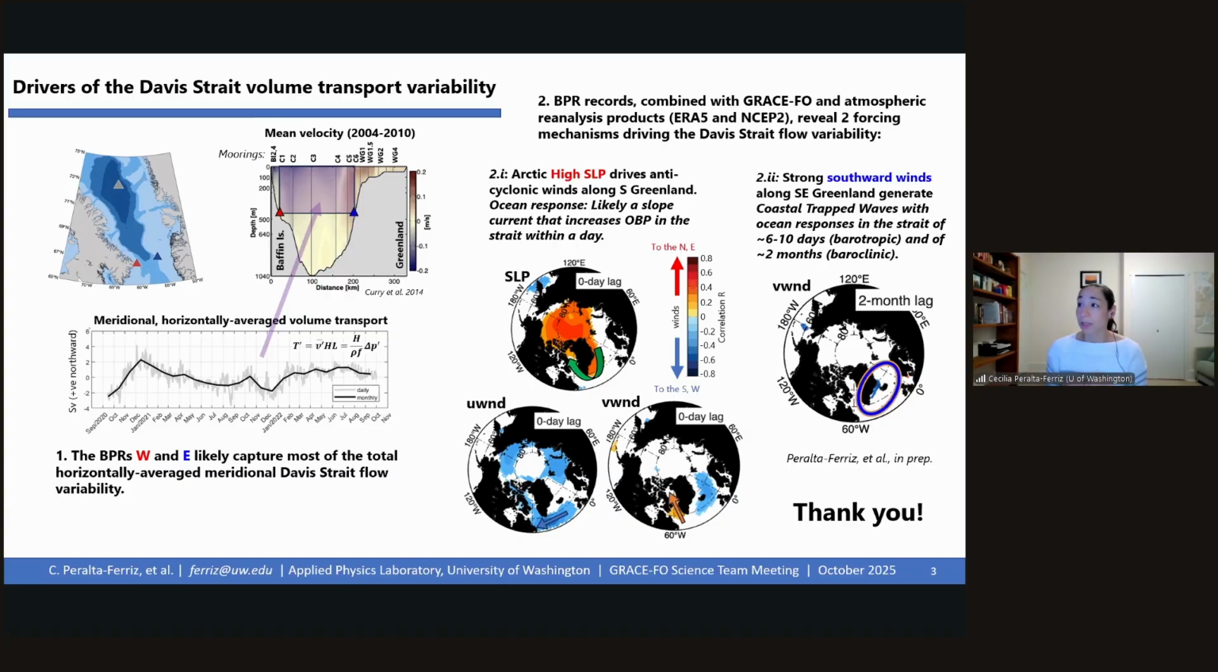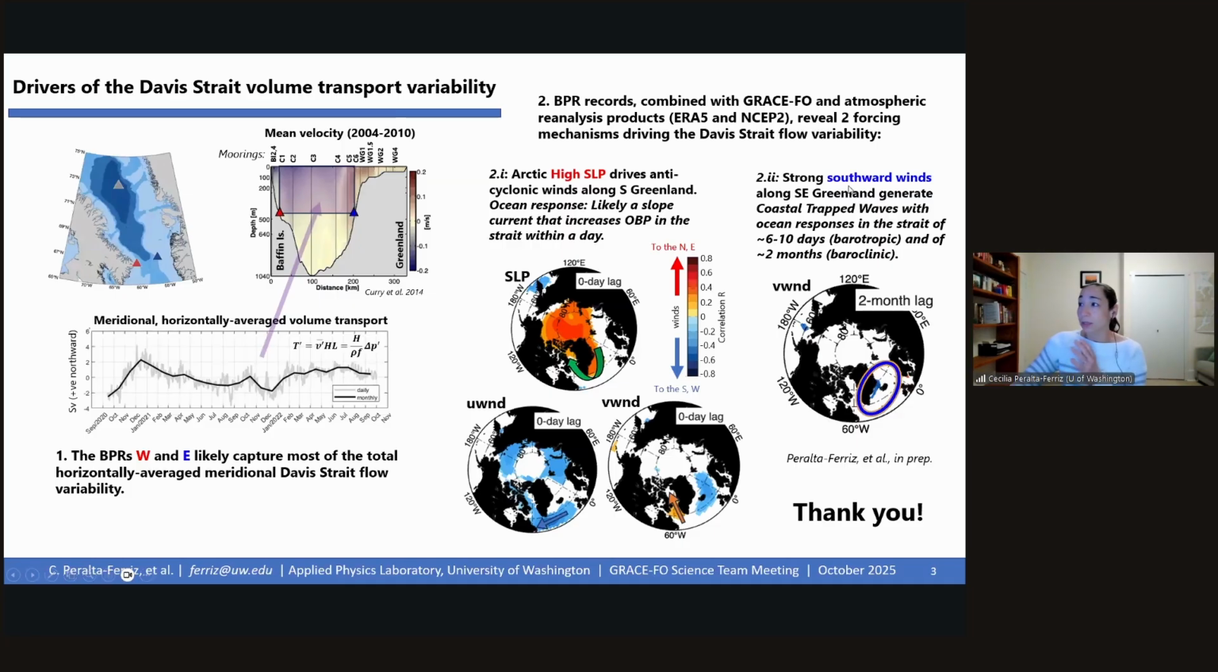The first one is that the Arctic high sea level pressure, pictured here, drives anticyclonic winds along South Greenland, and the ocean response is likely a slope current that increases the bottom pressure in the area, in the strait, within a day. This is a very fast response.